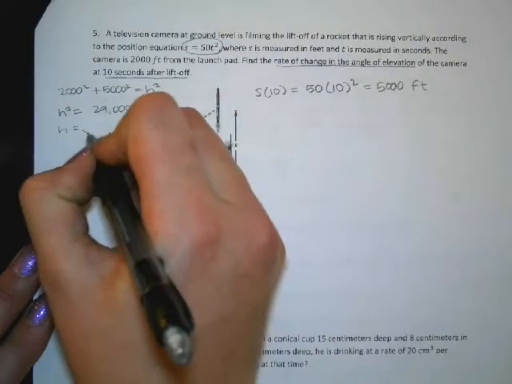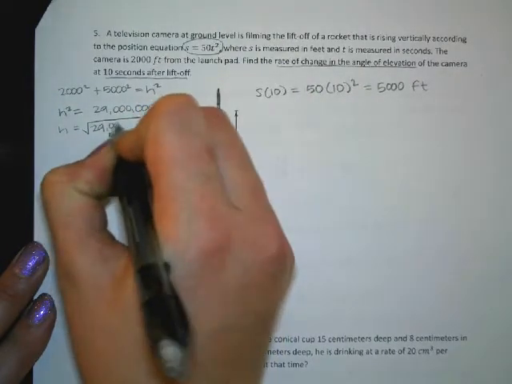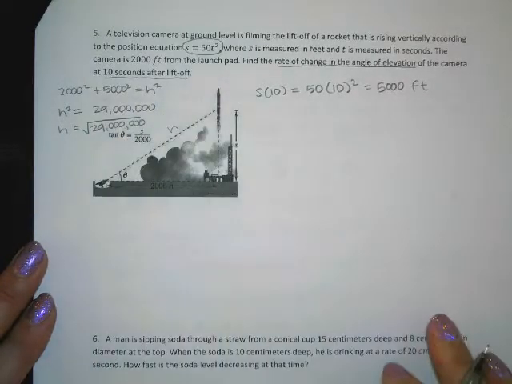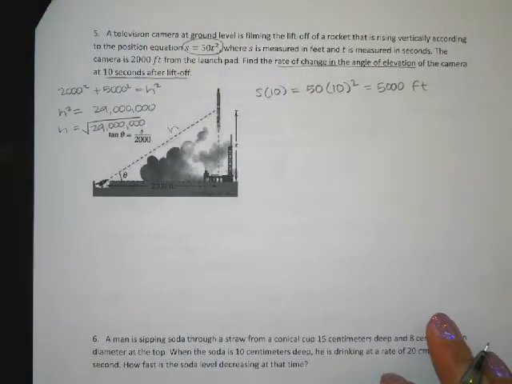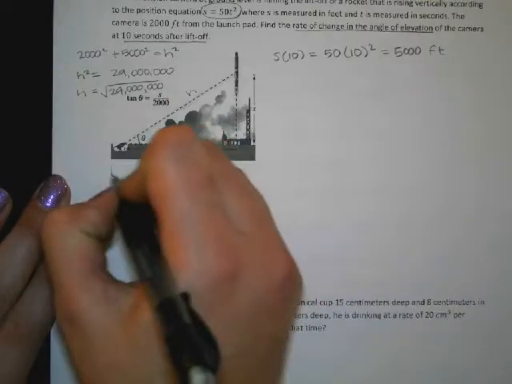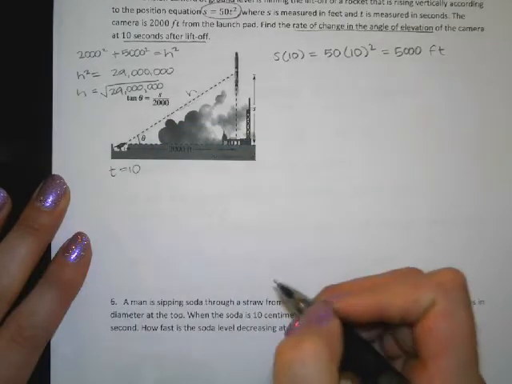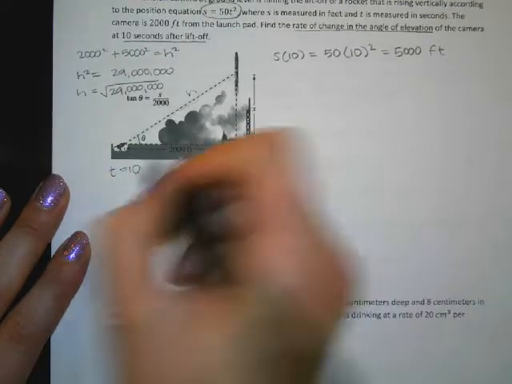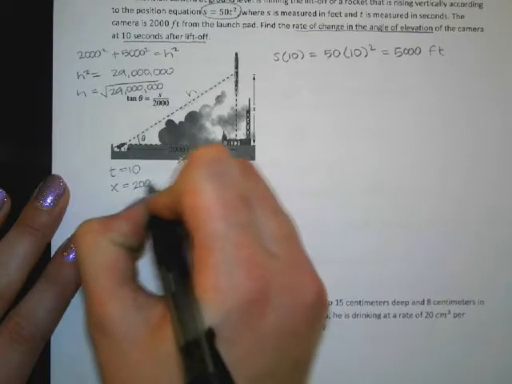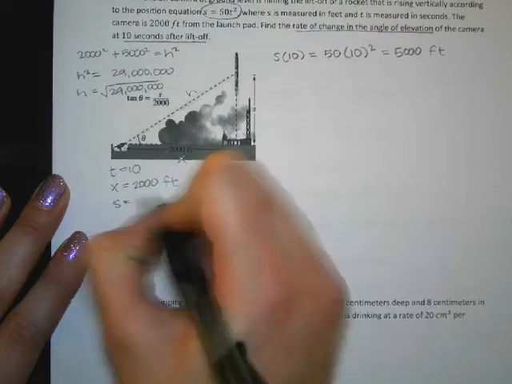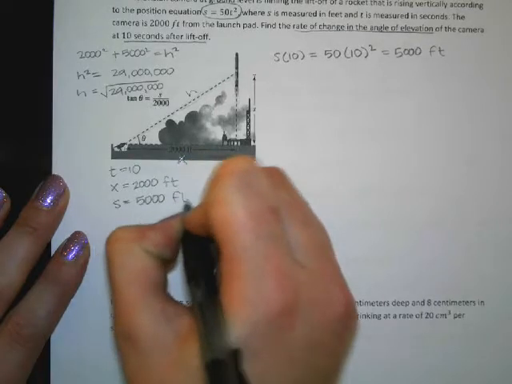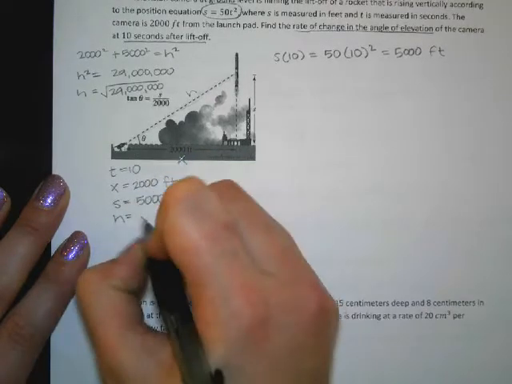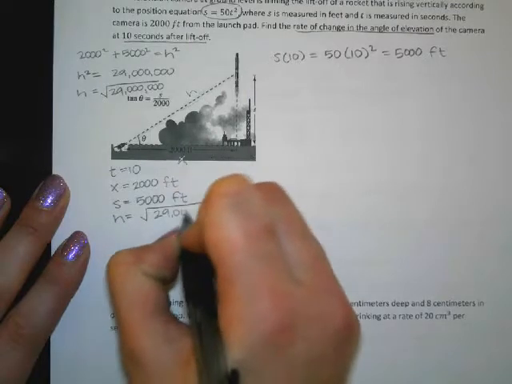Then H is the square root of 29 million. I do not want whatever nasty decimal that's going to give me. So I'm going to just use that. Okay. All right, so let's write down all the things that we know. Oh, that's not bad. We know that T equals 10. I'm going to call this X. Are we okay with that? Okay. We know that X equals 2,000 feet. We know that S equals 5,000 feet. We know that H equals the square root of 29 million feet. That's cool.